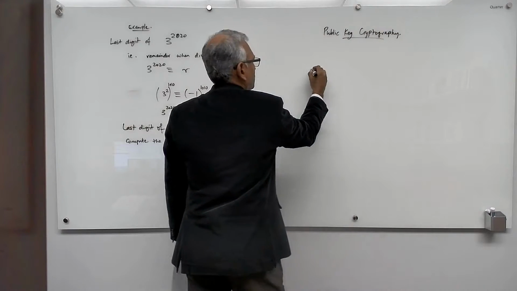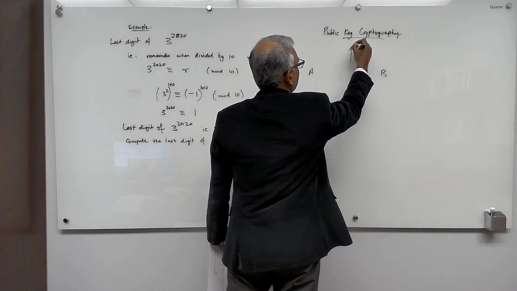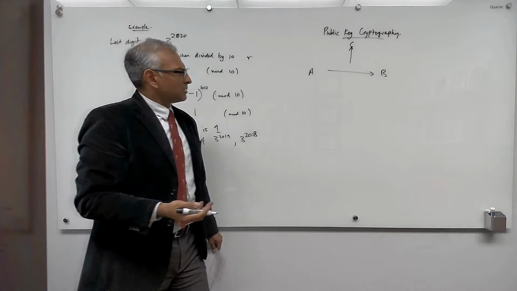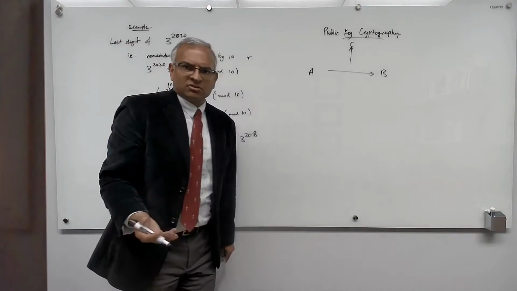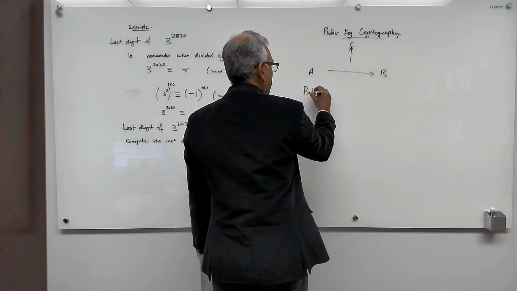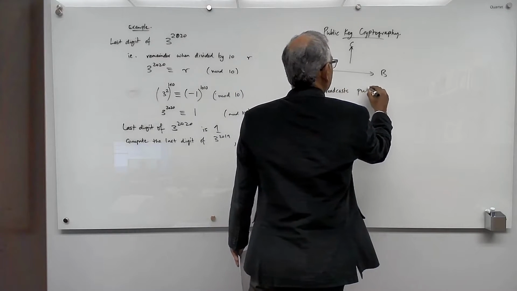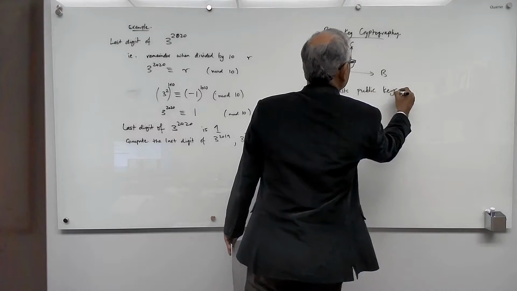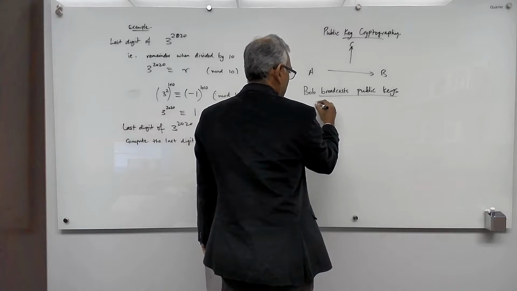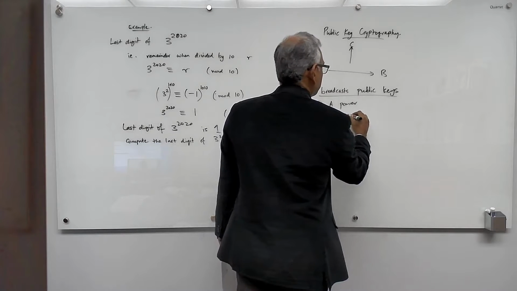So the setup is the same. You have Alice who wishes to send a message to Bob, and Charlie is eavesdropping. Before, Alice multiplied the message by some secret key K. So in the RSA cryptography world, Bob broadcasts public keys. And he broadcasts two things: one, a power, and two, a modulus.